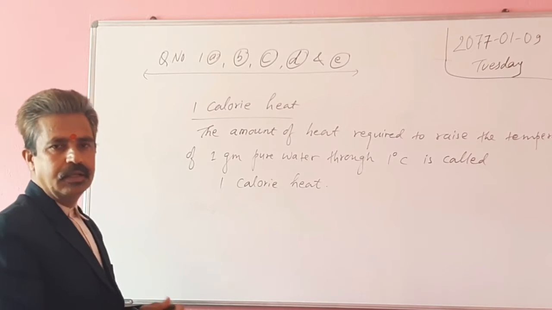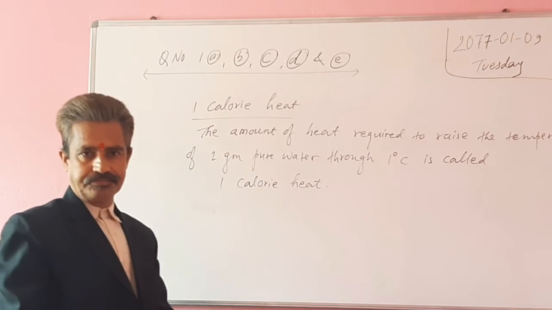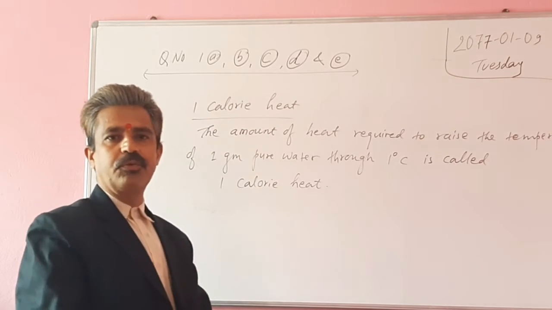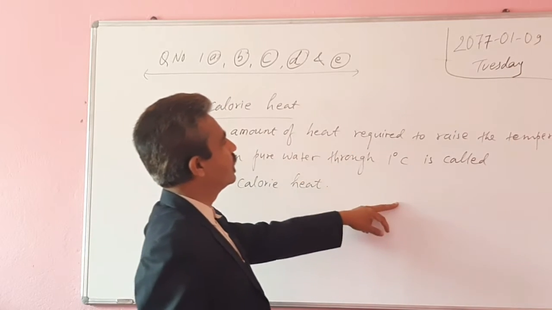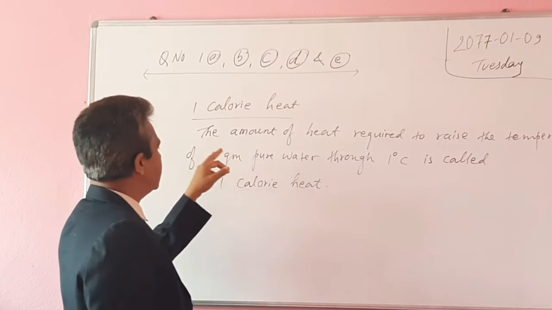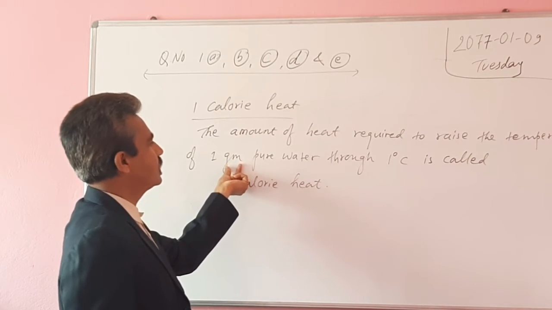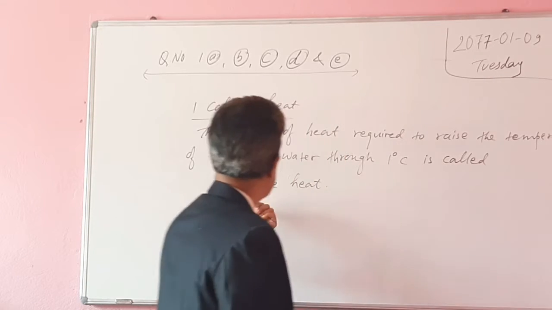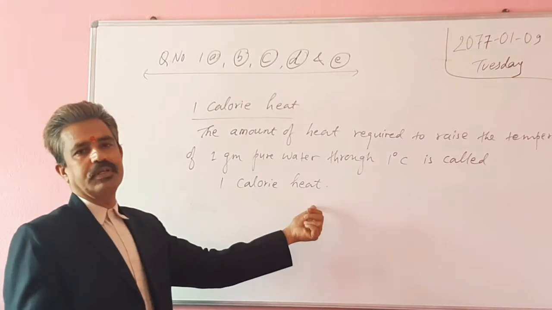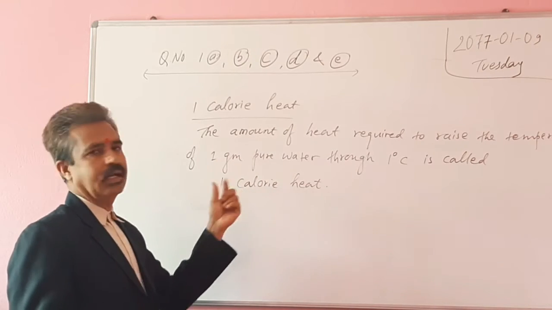But if the question says define 1 kilocalorie heat, it can be asked. Then what will be the definition? It is the amount of heat required to raise the temperature of 1 kilogram pure water through 1 degree centigrade, called 1 kilocalorie heat. Kg, kilocalorie; gram, calorie.